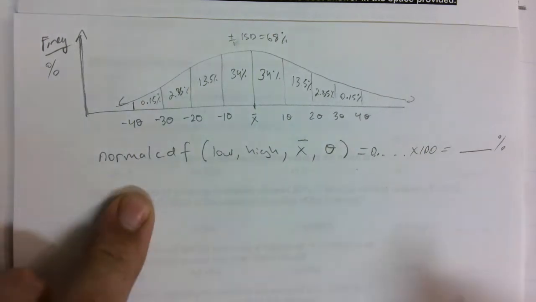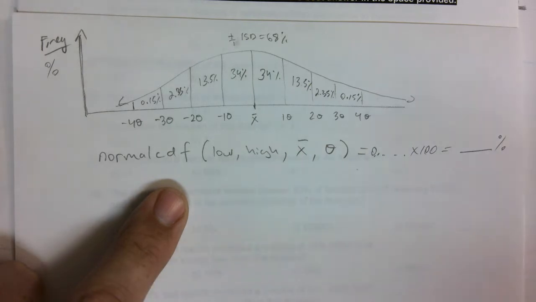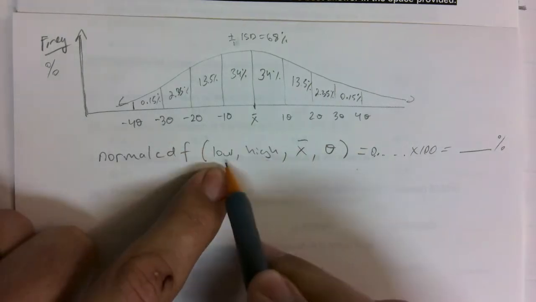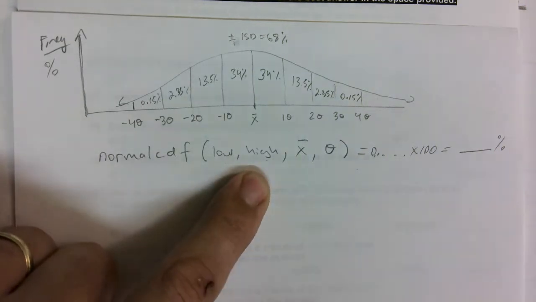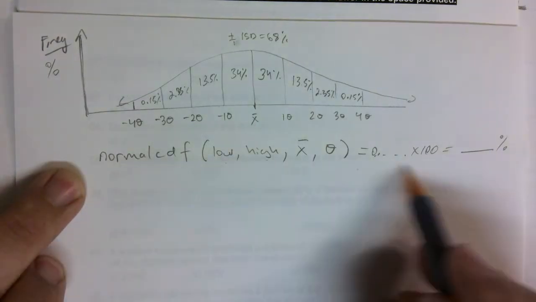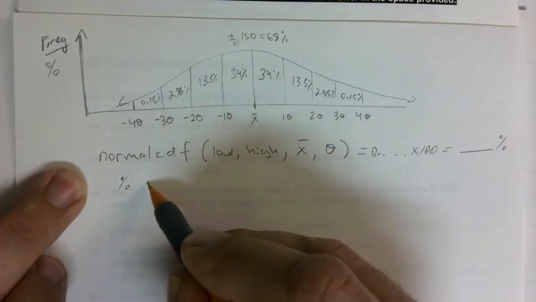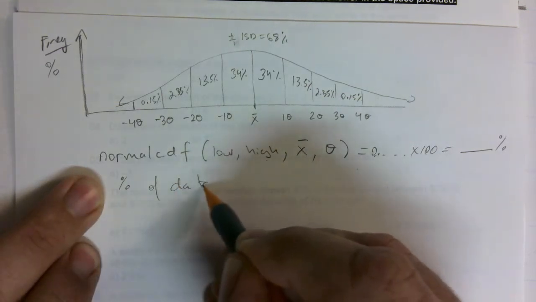Okay, so if it's just greater than or less than, then obviously we use a very small number or a very large number, depending on if there is no real limit on either the lower or the upper limit. Then we just put in a big number or a small number if it doesn't give us something in between. So that's what normal CDF does, it gives the percentage of data points.